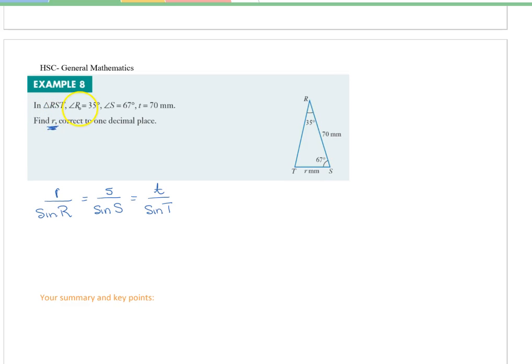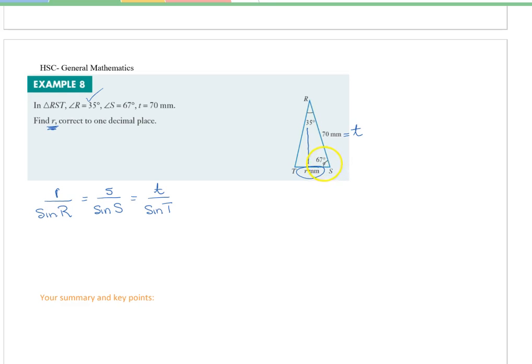In this next example, there's a little bit of a complication. Now it says triangle RST, angle R is 35, yep, we can see that. Angle S is 67. t, lowercase t, so that's a side. t, yes, that would be t, is 70. And find r. r is down here. Now, r and R nicely go together. We've got a side opposite an angle.